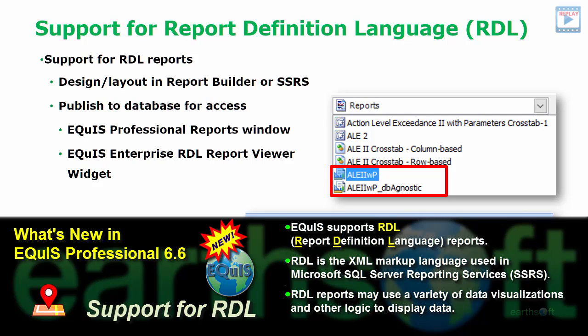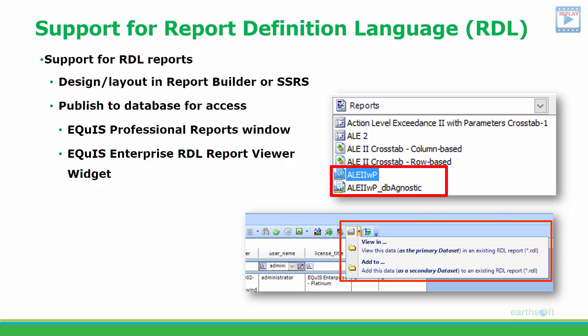So the first thing that I wanted to highlight is the report definition language. And essentially what this is additional support for is designing your own reports. So you can design your layout in Report Builder, or SSRS, which is a Microsoft platform. And essentially you pick what your target output might be, say how you want it to look, and then when you're happy with that, you can publish that to the database for access either from your EQuIS Professional Reports window or from the EQuIS Enterprise RDL Report Viewer widget.